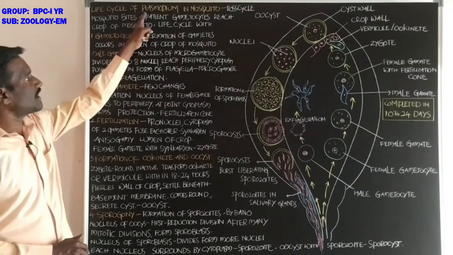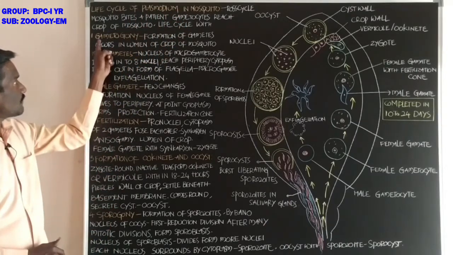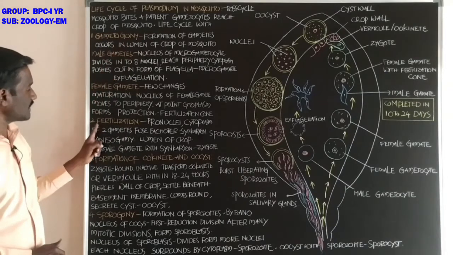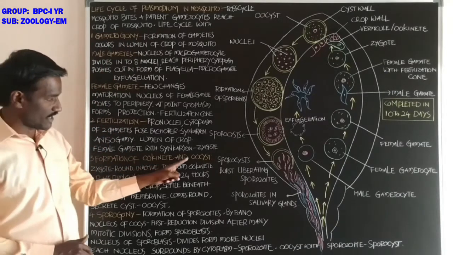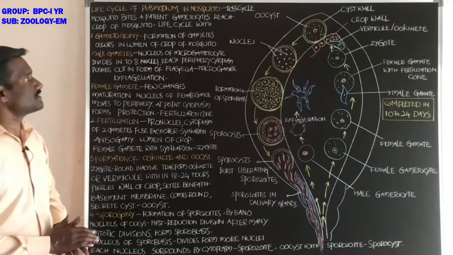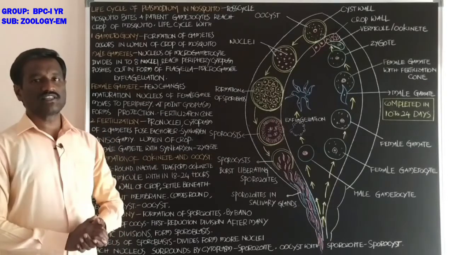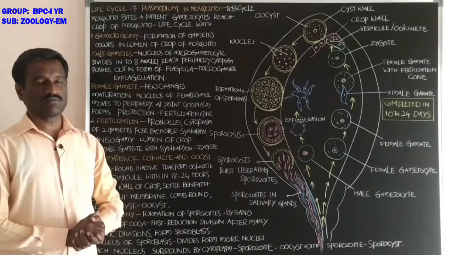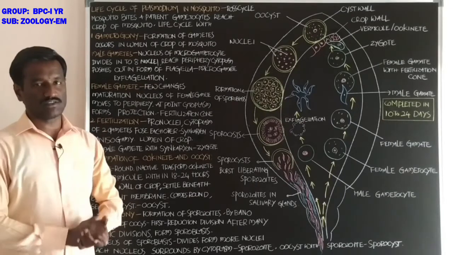The life cycle of Plasmodium in the mosquito has different stages. The first is gametogony, the second is fertilization, the third is formation of ookinete and oocyst, and the fourth is sporogony. Firstly, female gametocytes and male gametocytes are present in the blood of the malaria patient.